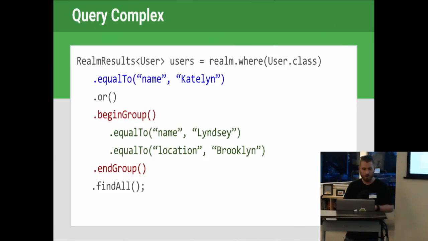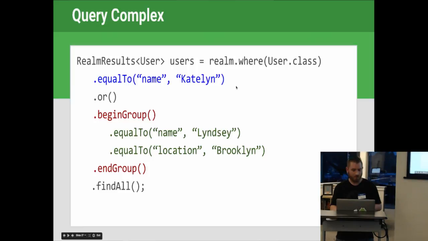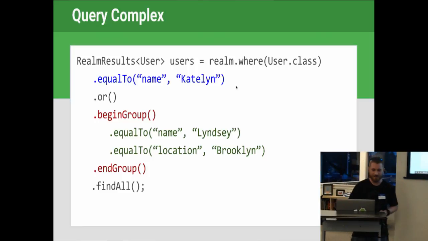But you probably want more than simple. So this is more akin to what you would see in an actual SQL statement. We have one where we're looking for Caitlin as a user, or we're looking for Z that lives in Brooklyn. We can see with these begin group and end group that it is actually doing an and match.